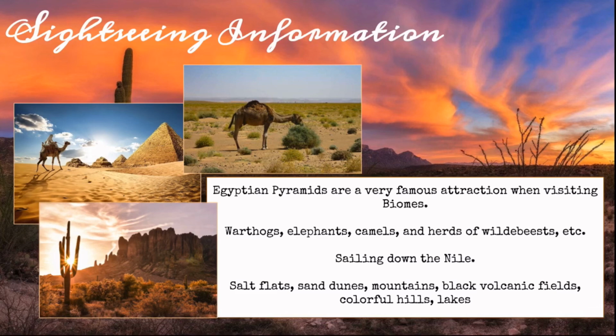Something that makes the desert land so unique are the structures you can find there. Salt flats, sand dunes, mountains, black volcanic fields, colorful hills, and lakes are all breathtaking attractions to sightsee and visit. Death Valley in California has one of the most diverse places you can see.